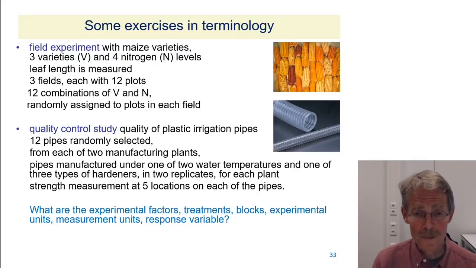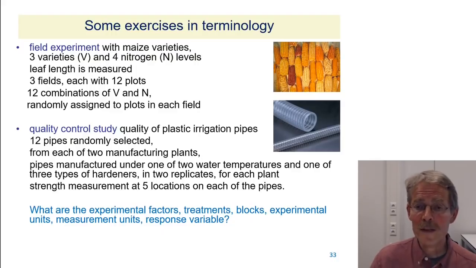Right, welcome back. What are the experimental factors? Well, we use water temperature at 2 levels and type of hardener at 3 levels. And our treatments are the 6 combinations. They are the 6 possible ways we can produce a pipe. We have 2 plants that produce pipes. They can be different. So quite carefully, we have selected 12 pipes from each of the plants, for each of the factories. So the factories are blocks, 2 blocks.